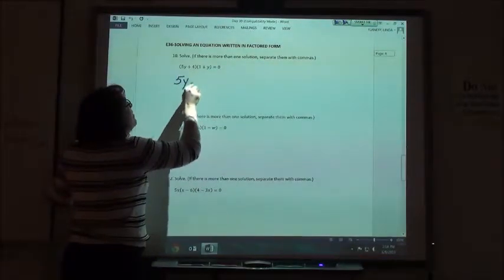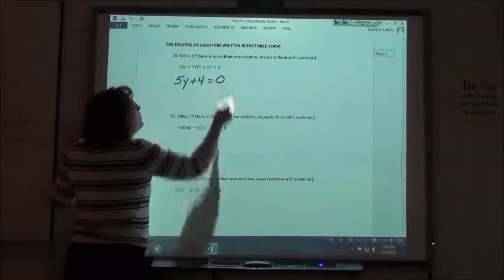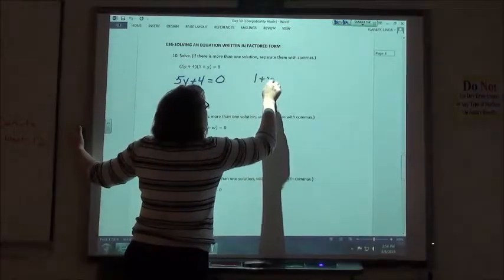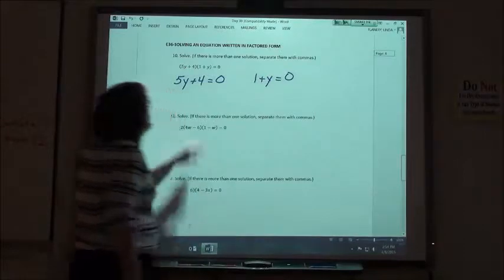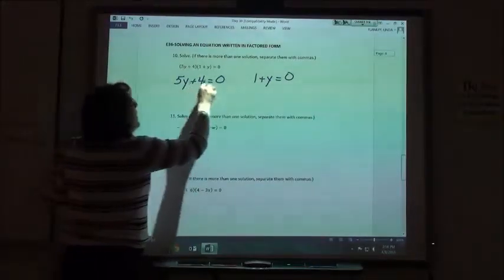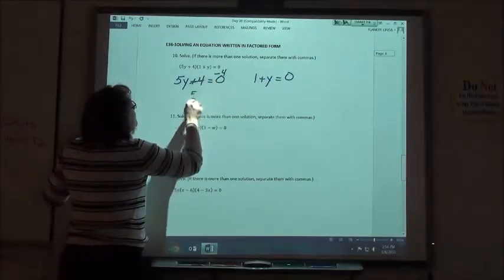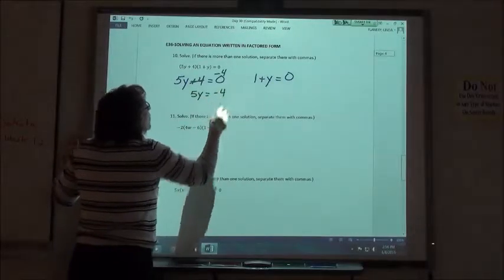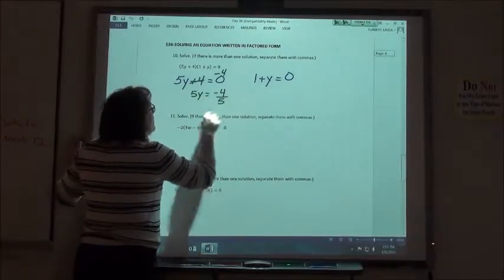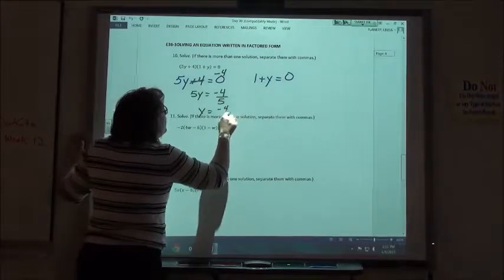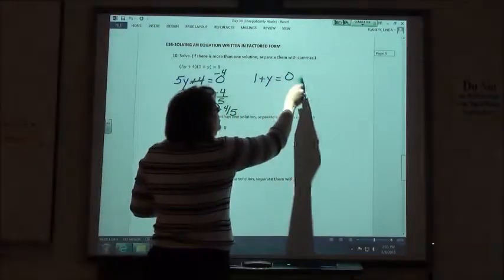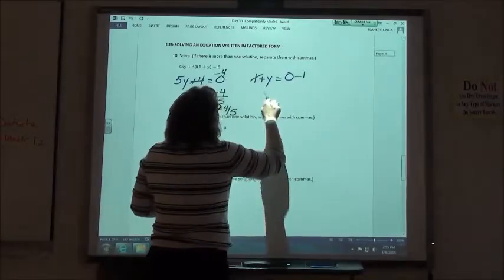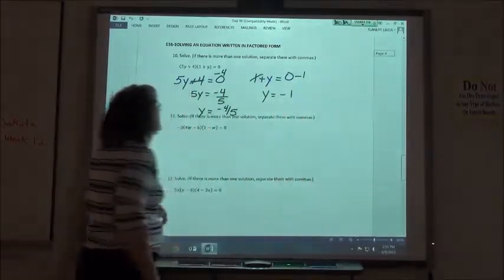Either the 5y plus 4 could equal 0, or the 1 plus y could equal 0. So solving this first one, I'm going to minus my 4, 5y equals negative 4, and divide by 5. y equals negative 4/5. On the next one, I'm going to move my 1 to the other side, so I'm going to minus 1, y equals negative 1.